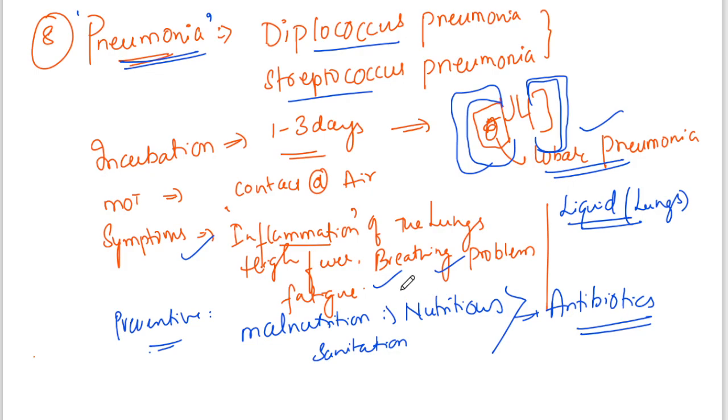Whenever this swelling of the lungs takes place, the patient might get high fever, breathing problem, and a feeling of fatigue. And what is recommended to prevent it? The patient or anyone should not get malnutrition, they have to take nutritious food, and they need to follow proper sanitation. And if the patient gets pneumonia, there are a good amount of antibiotics present in the market. So with this we can cure pneumonia.